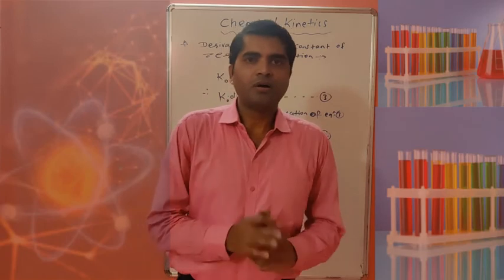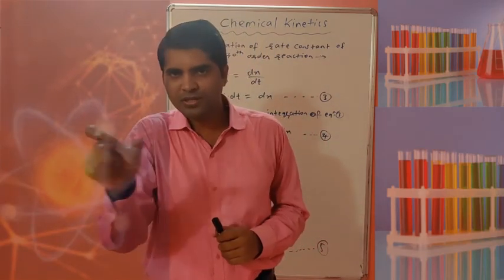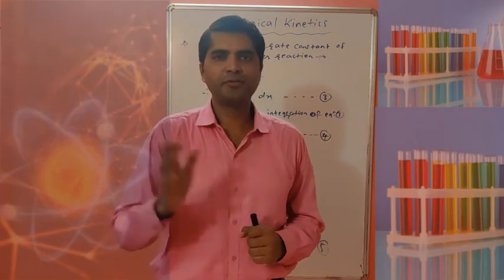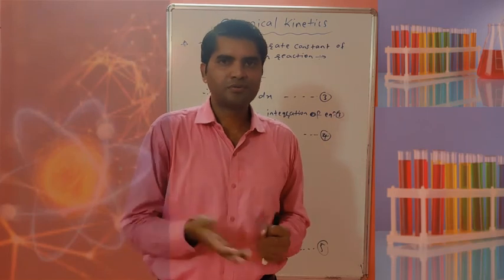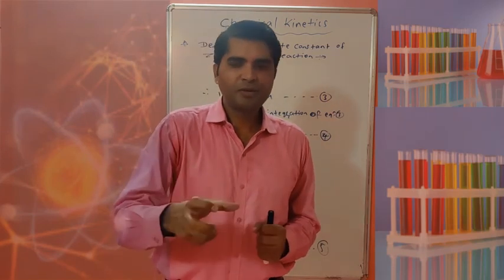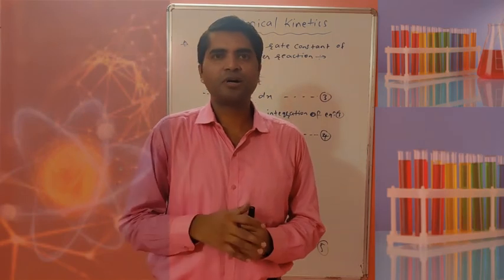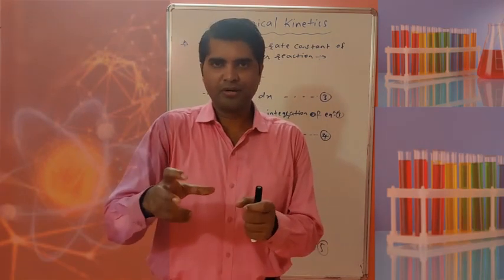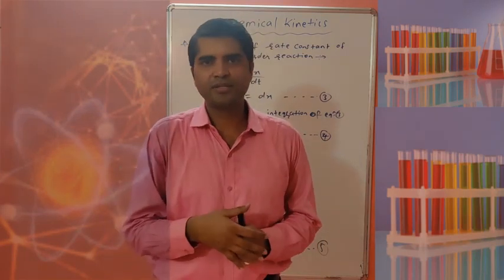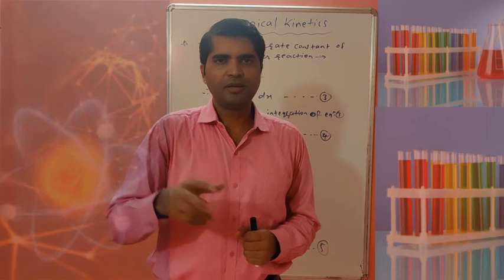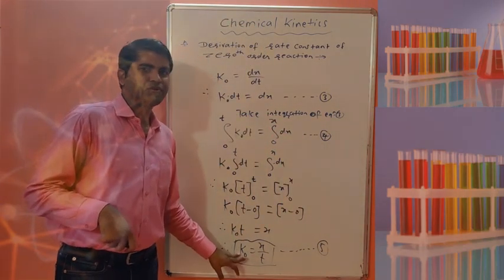So all the steps, just remember what we have done initially. We considered the general chemical reaction A to B, then we applied the rate law, it was zero order, then we applied the definition of rate of reaction, then we took the derivative, and to remove the derivative we took integration. So this way we are getting the equation of rate constant for zero order.